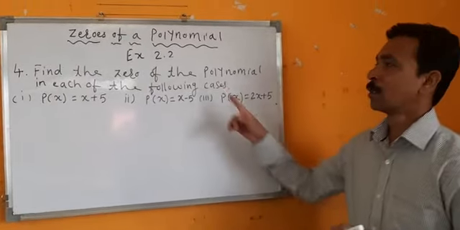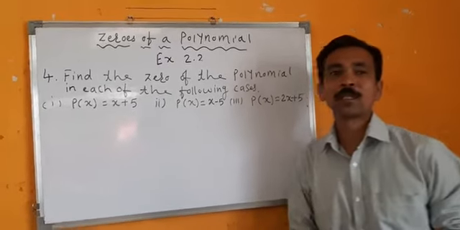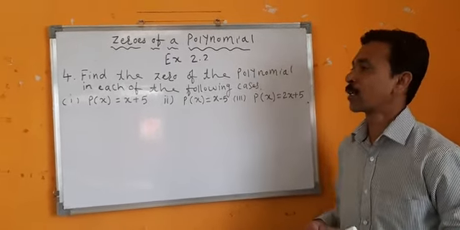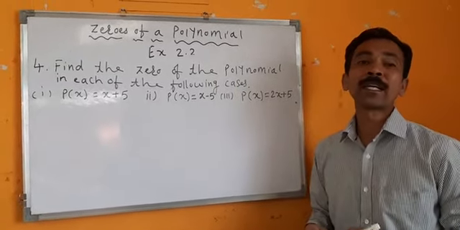Good morning. Today we will continue exercise 2.2. The last question, fourth question. See what is the question. Find the zero of the polynomial in each of the following cases.